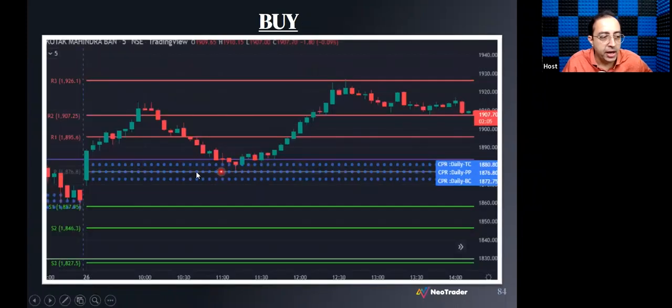You can see here in the buy, a CPR acts as a good support. You can see here prices are moving up, coming down, again they are moving up, eventually going up till R3. So whenever prices reach R3, that is your profit booking zone. You will have to book profits at R3 or at least tighten your stop loss.